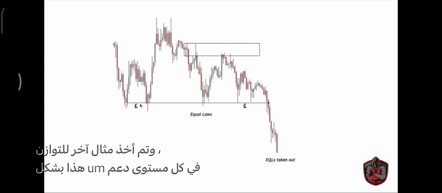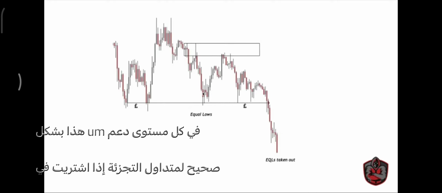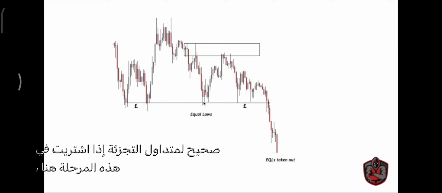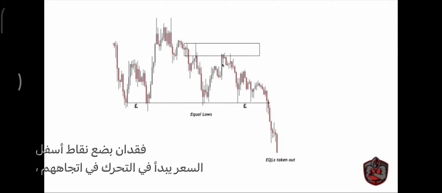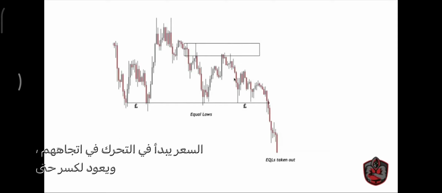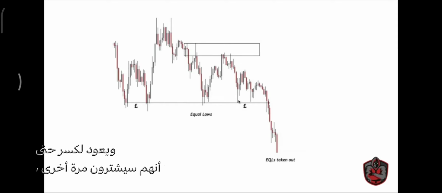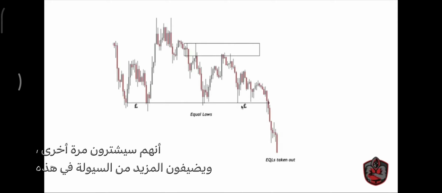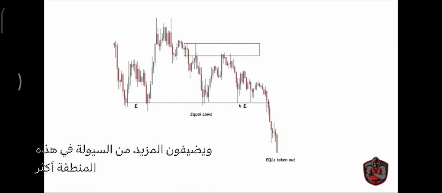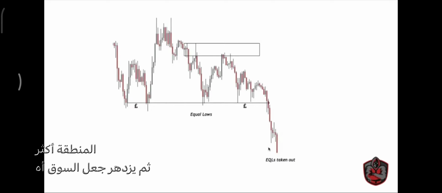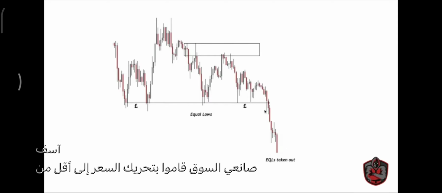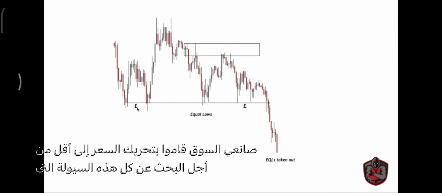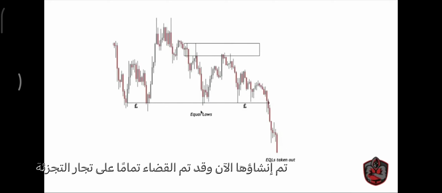Another example is equal lows being taken out. All of this is a support level, right? A retail trader would have bought at this point over here, would have bought right over here, with a stop loss a few pips below. Price starts moving in their direction, then comes back to break even. They'll buy again, adding more and liquidating this area more, and then boom, the market makers move price even lower to seek all of this liquidity that's been created. Now retail traders have completely been wiped out.